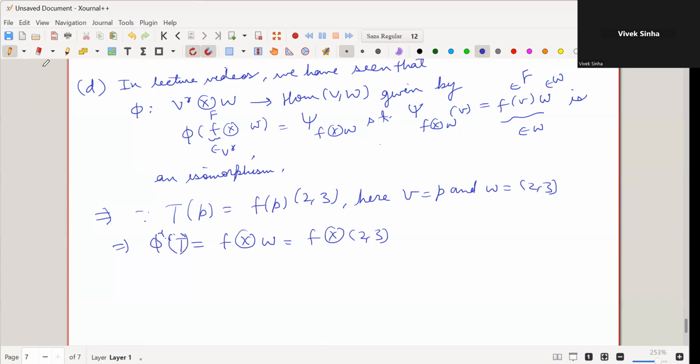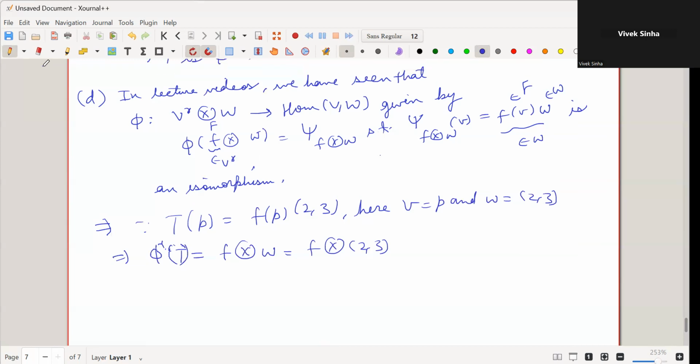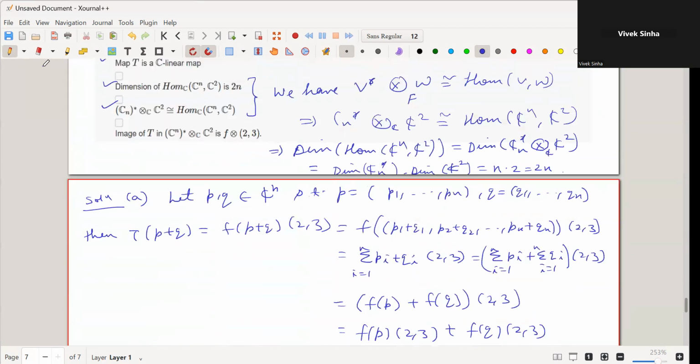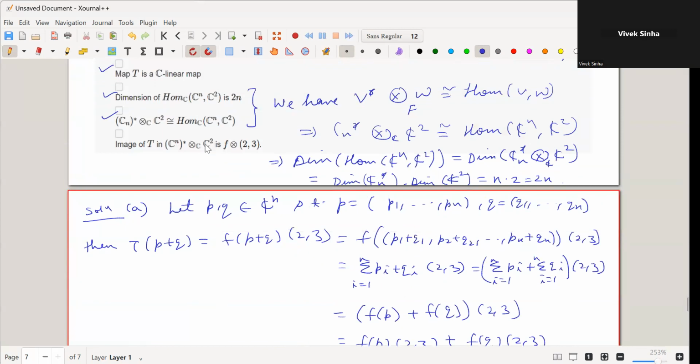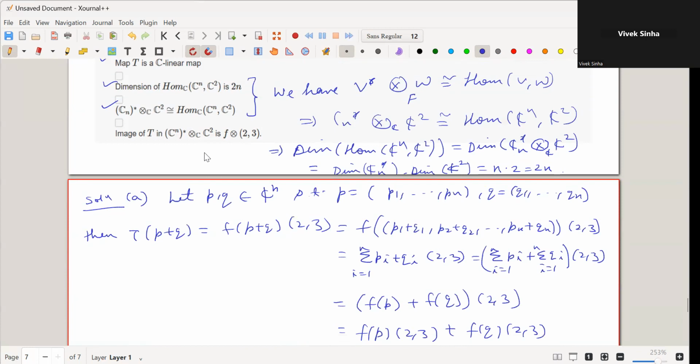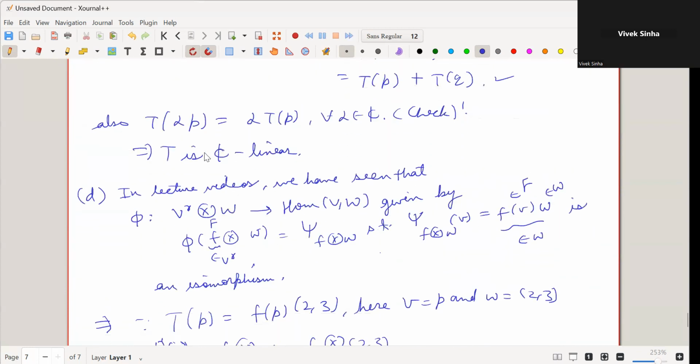They are not saying under which map phi inverse. They are just saying the image of T in Cn star tensor C square is this. So Cn star tensor C square is this side, right? V is Cn and W is C square. So the map will be Hom(V, W) to Cn star tensor C square.